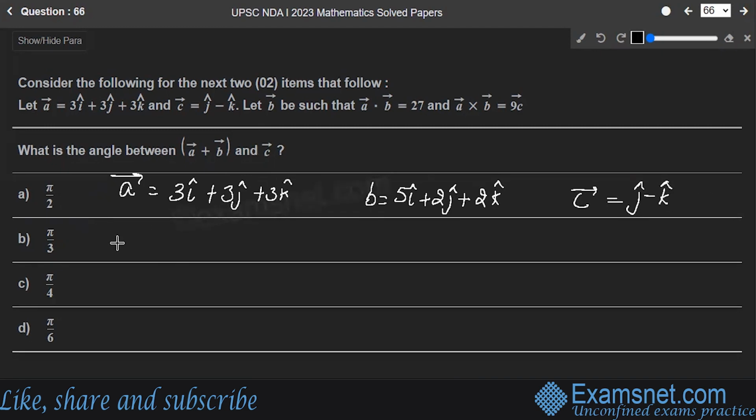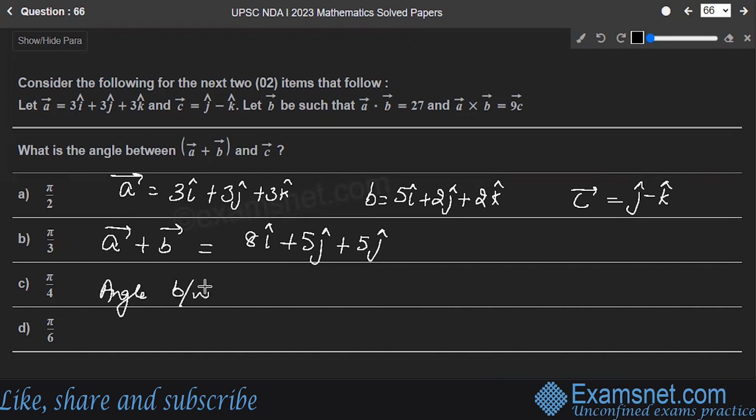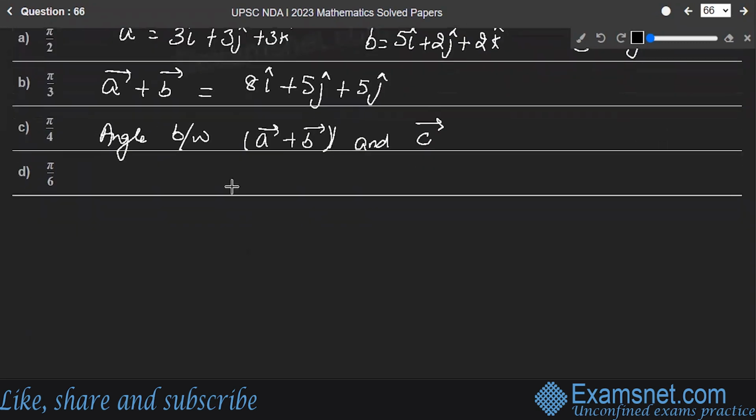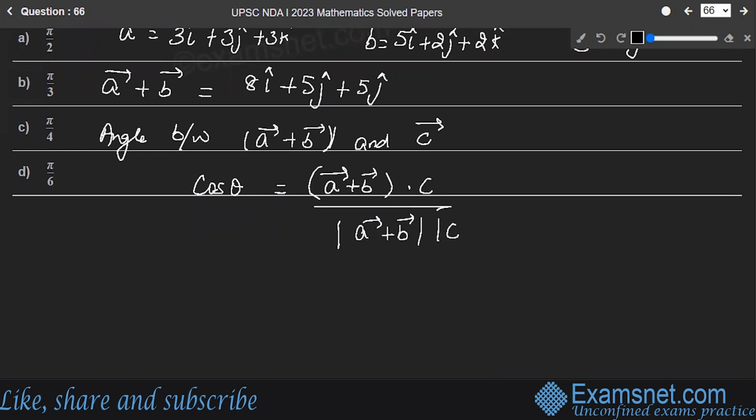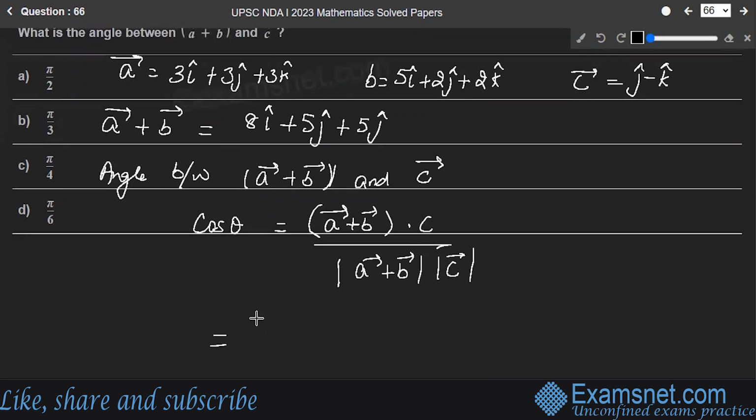Now A plus B is equal to 8i plus 5j plus 5k. And C is given by j minus k. Angle between them? Angle between A vector plus B vector and C vector: cos theta is equal to the dot product of the two divided by the modulus of the two. Okay, so the dot product of the two vectors will give you 0.